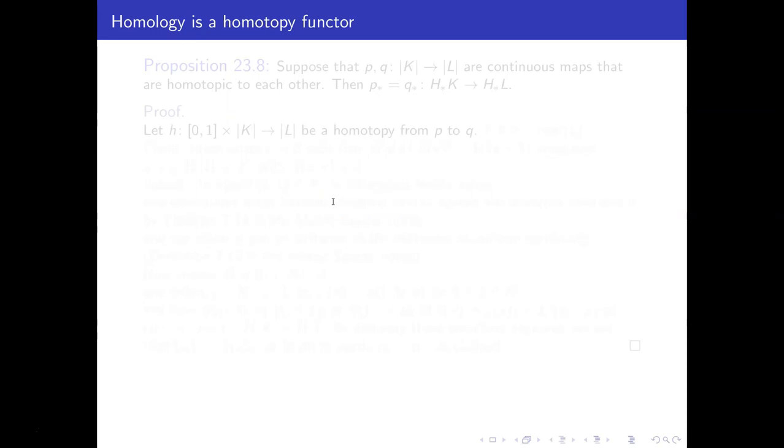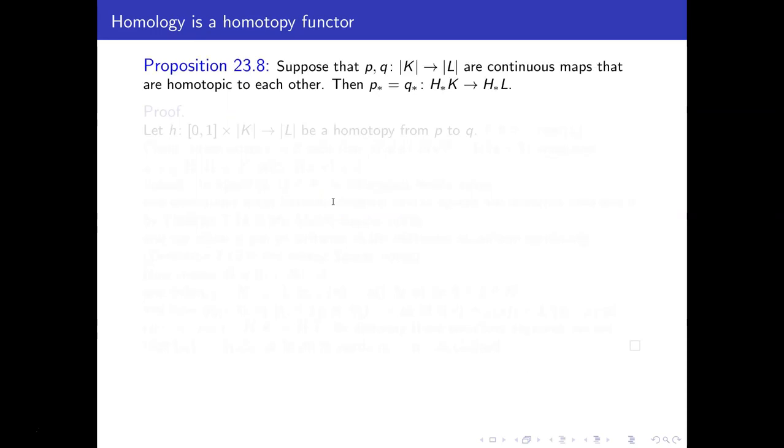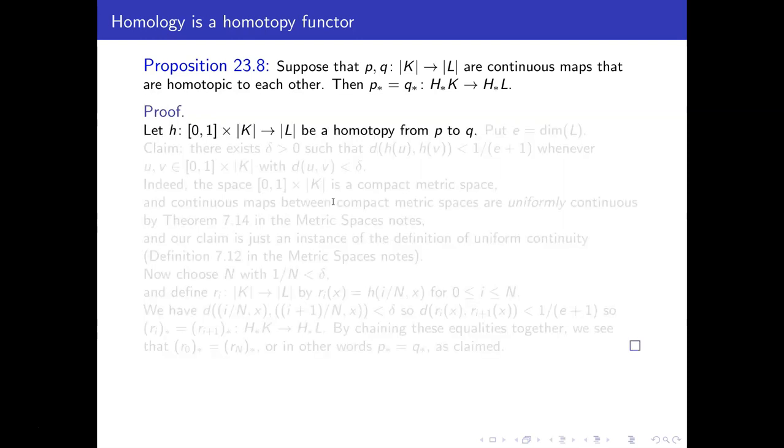So now from that, we want to go on to prove that if you've got two different maps P and Q from mod K to mod L, both continuous and homotopic to each other, then P star and Q star are the same. Okay. So the idea is basically like this. We've got some homotopy H, a map from [0,1] cross mod K to mod L, and it's a homotopy from P to Q. You think of this as a movie which starts at time 0 with P, and at time 1 gives you Q.